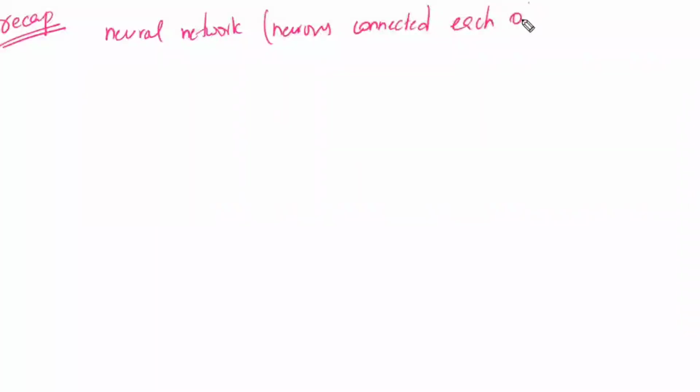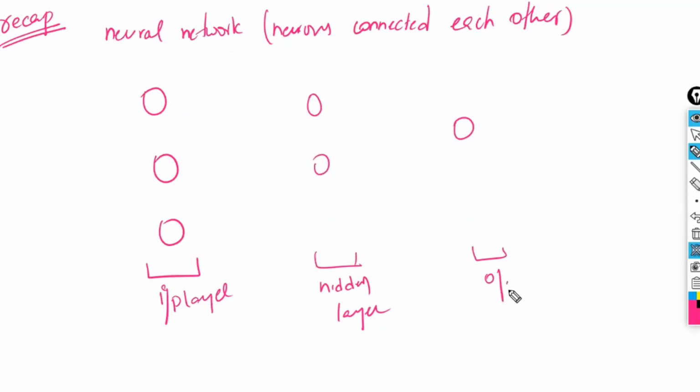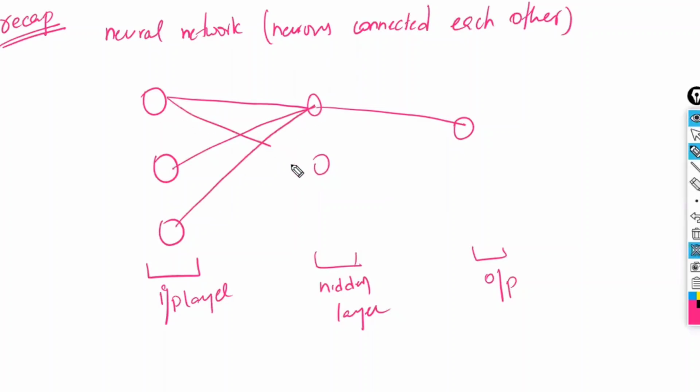A neural network means neurons connected to each other. Now we have some neurons, some input neurons. Let us consider this one as the input layer. Now we have a hidden layer. And this one is the output layer, with connections between them. This is called a neural network.